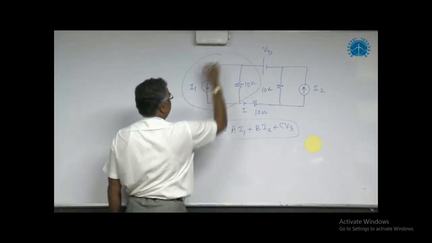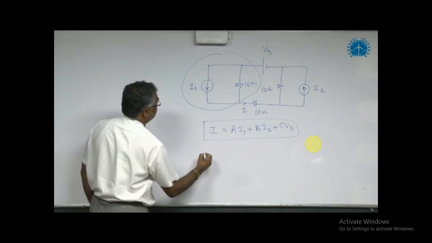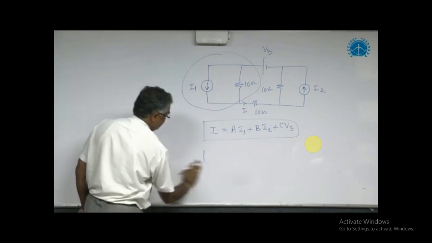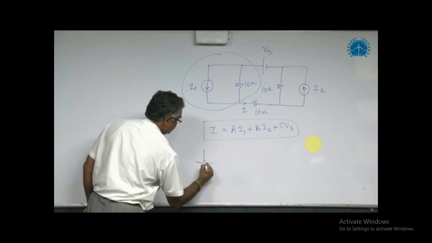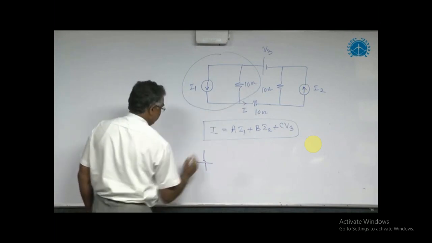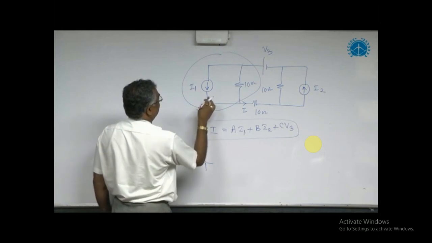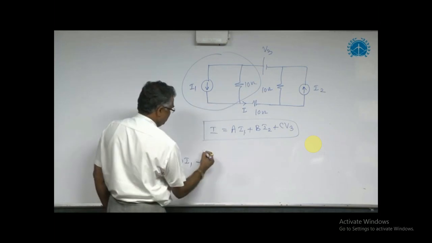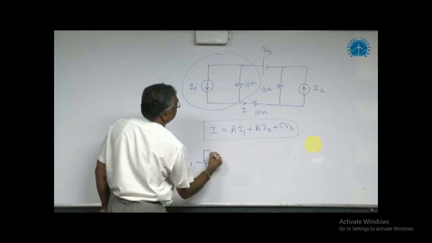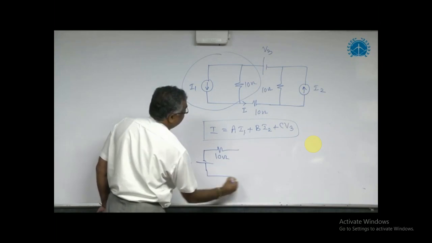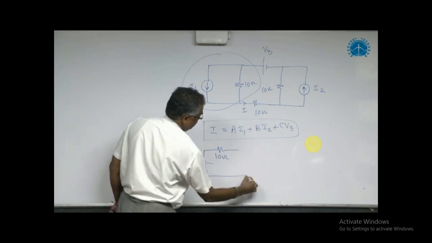Convert this current source into voltage source. It becomes like this. Current arrow down. So source is like this. I1 into 10, so 10 I1. Then we are converting current into voltage source. So this 10 is in series. Then this 10 as it is.